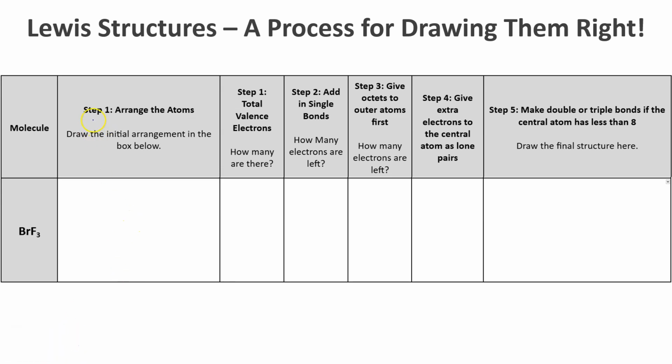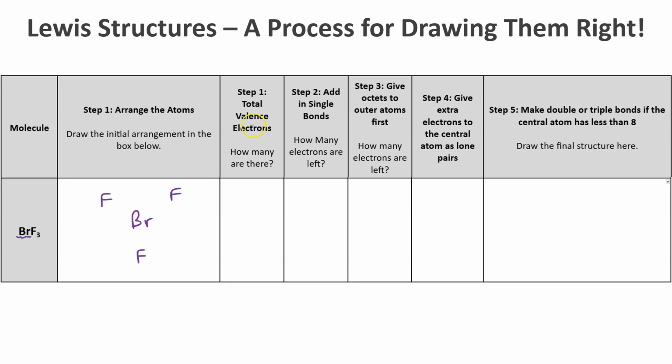Let's get started by doing step one, which is arranging the atoms. This means you have to identify an atom to be considered the central atom. Usually it's the one that's written first, in this case Br. It's also usually the atom that there's just one of, in this case again, Br. The other atoms you're going to put symmetrically around that central atom. It doesn't really matter where you put them, so just distribute them like so.